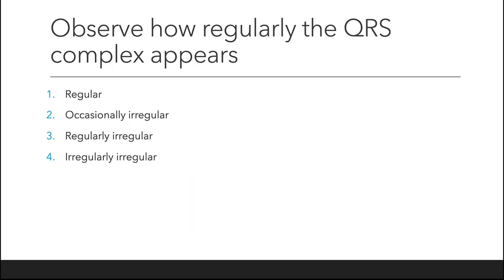So the second step we look at is the rhythm. Now we need to observe regularly the QRS complex. How does it appear? Is it appearing regularly? Is it appearing occasionally irregular? That means you have a lot of regular complexes and then you see one complex which is appearing irregularly. Or is it regularly irregular? That means you have a pattern in the irregularity. Or fourth, is it having no pattern at all? Is it irregularly irregular? And we'll show it in the next slide where you look at the ECGs.